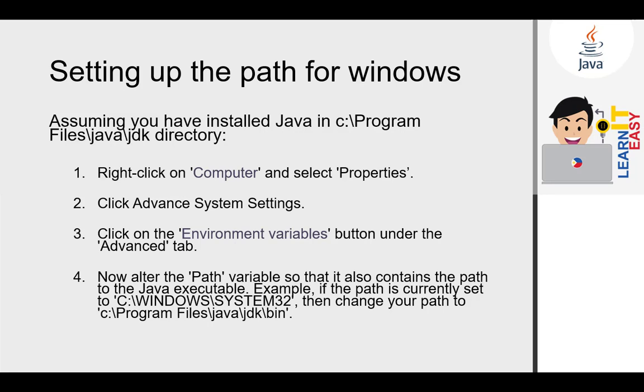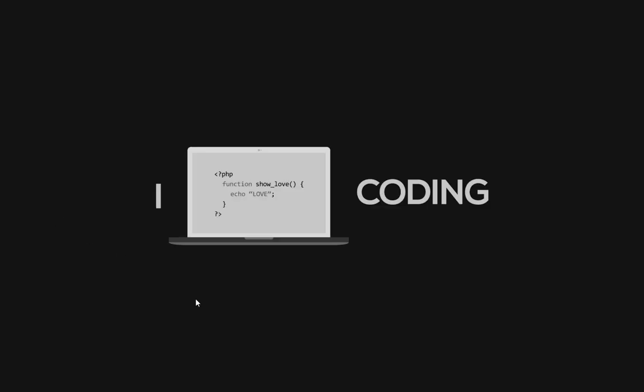An example, if the path is currently set to c:\Windows Systems 32, then magdadagdag lang tayo ng isa pang path pointing to the bin directory. So, papakita ko sa inyo ngayon paano siya gagawin. Madali lang naman siyang gawin, huwag kayong mag-alala.